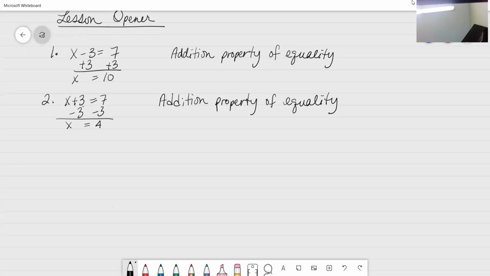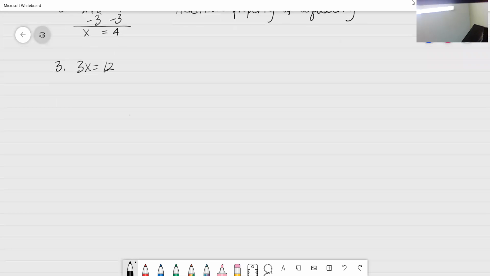Okay, number 3. So number 3 says 3x equals 12. All right, so let's go ahead and solve this. To solve this, let me show you this again. Think of this in terms of multiplication. The opposite, or what we also call the reciprocal of 3, is 1/3, which is by definition division. Now, it's sort of multiplication and division, right? Because you multiply by the numerator and then divide by the denominator. But in this case, the numerator is 1.